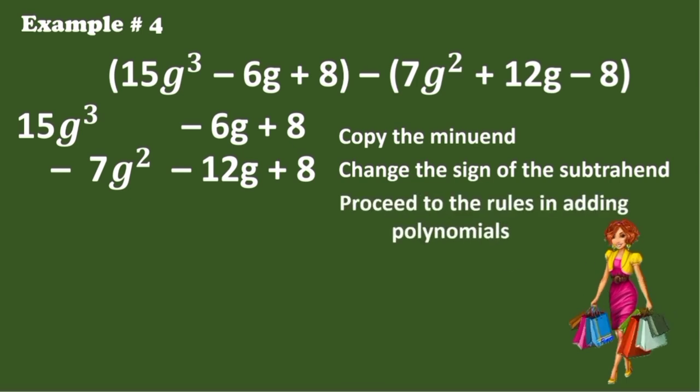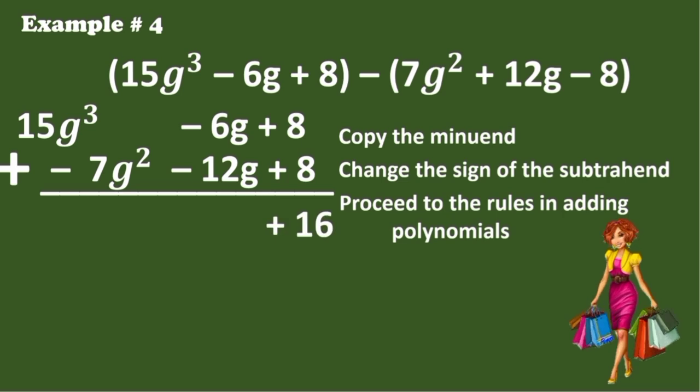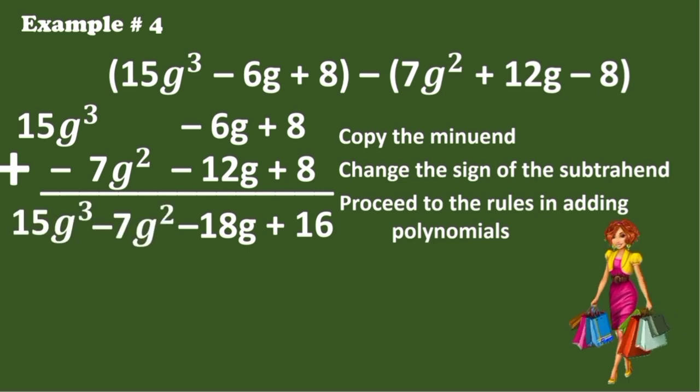8 plus 8 we have 16. Negative 6g plus negative 12g is negative 18g. Now subtract negative 7g squared. Then lastly, bring down 15g cubed. Our final answer is 15g cubed minus 7g squared minus 18g plus 16.